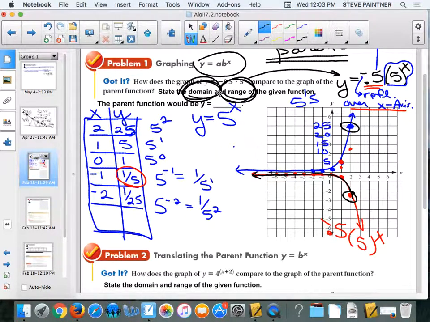Domain, range. What's the domain? I heard you say this. All reals. Is that true? Hey, would 5 get an answer? Look down there. Yeah, eventually it will because this graph keeps moving left even though it's going straight down. It's still moving left. Okay, what about the range?